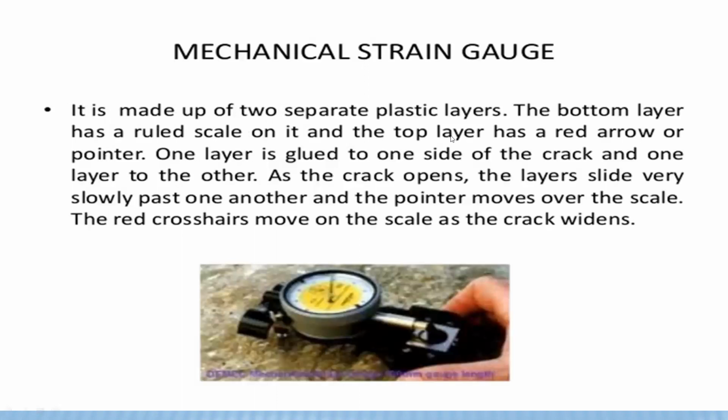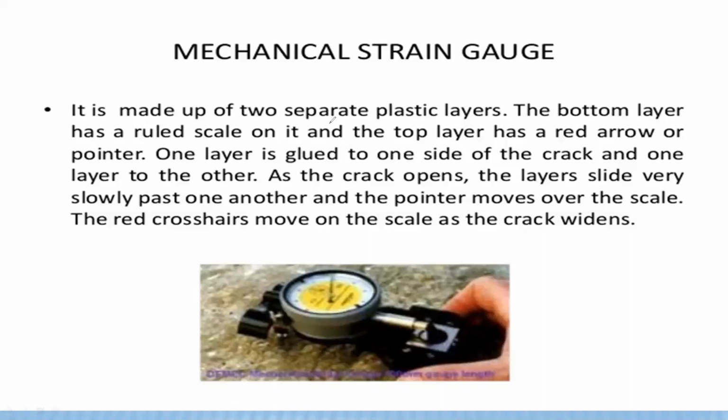First one, mechanical strain gauge. It is made up of two separate plastic layers. You can see it is made up of two separate plastic layers. The bottom layer has a ruled scale on it, and the top layer has a red arrow or pointer.